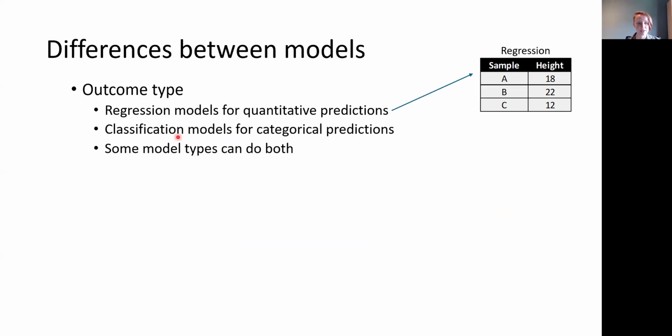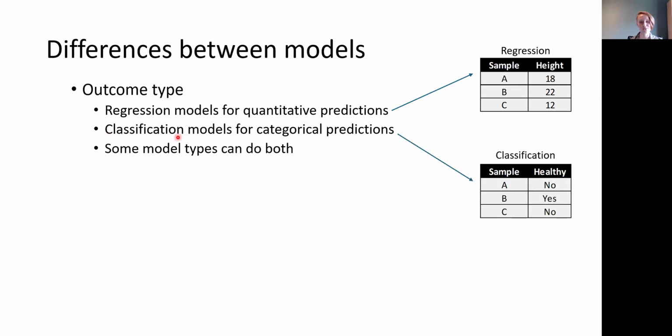The other outcome type is a classification model, which is for categorical predictions. So if, for example, you want to classify a sample as healthy or not, that will be classification because you're just saying yes or no. Classification can also be more than two groups. It doesn't have to be yes or no. It can be however many categories you have. Some model types can do both, as we'll see in a bit, but if you know you definitely want a regression model, obviously that's going to restrict you to models that do regression, and if you only want classification, that's going to restrict you to those. Sometimes you'll have a choice.